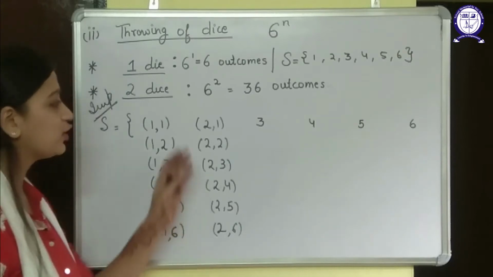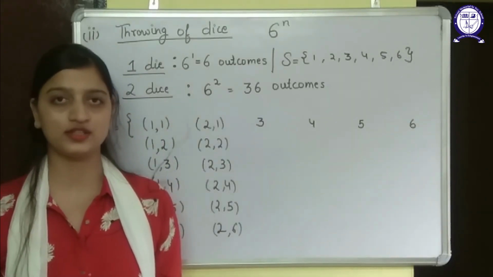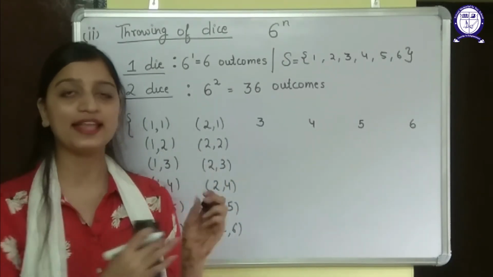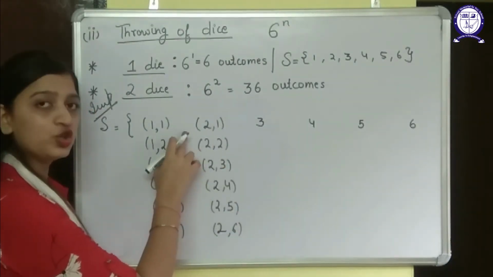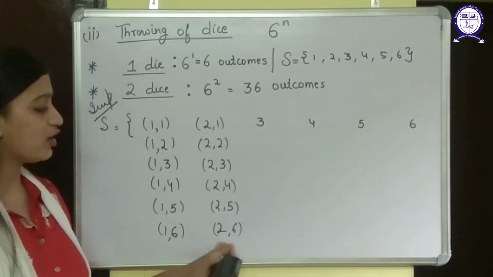Right? I am fixing 2 on the first dice. Suppose I throw a dice, I got 2 at first dice. Now I throw second dice. What can I get? I can get any number from 1 to 6. So I have made the pairs. With 2 I can get 1, with 2 I can get 2, and similarly I made all of them.